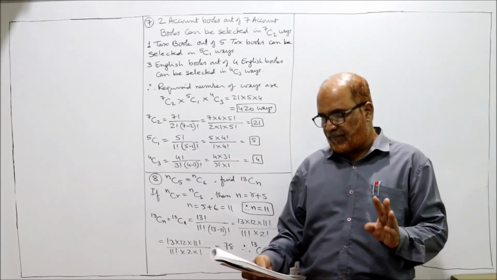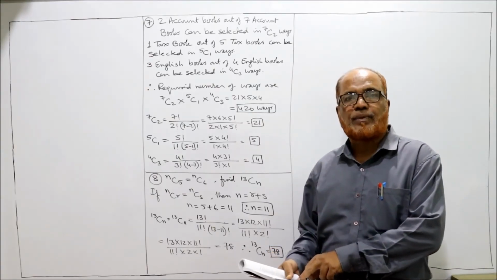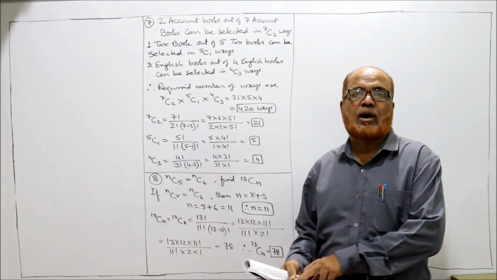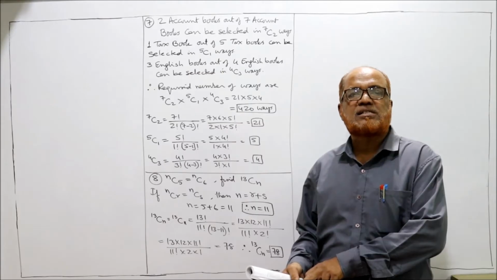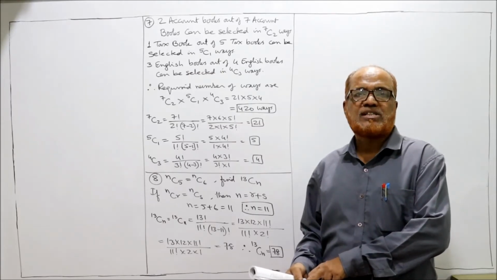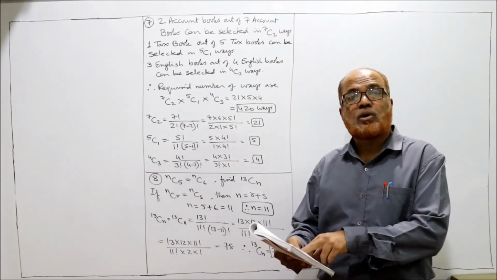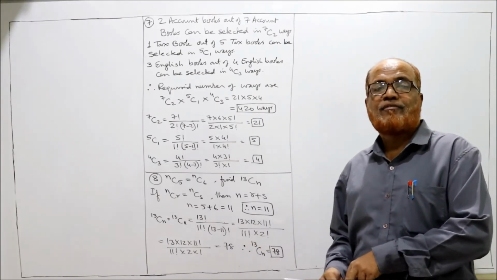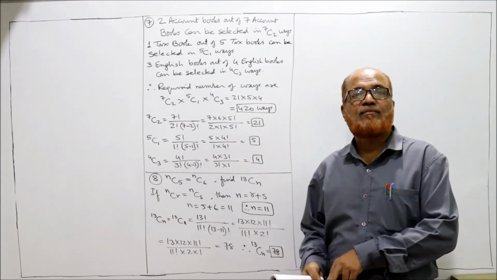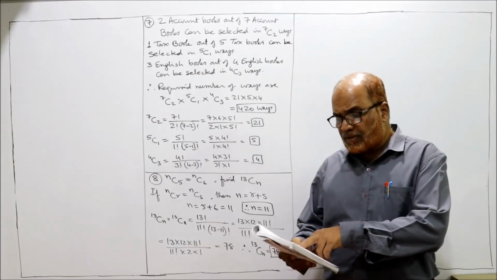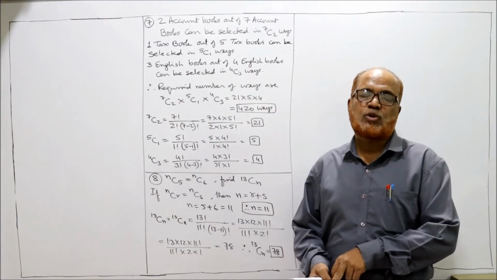So 3 types of books are there: accounts, tax, English. Total number of account books are 7. Out of 7 we want to select 2 account books. So 2 account books out of 7 account books can be selected in 7C2 ways. Similarly, 1 tax book can be selected out of 5 tax books. Out of 5 tax books we want to select 1. So 5C1. Similarly, 3 English books we want to select out of a total of 4 English books.